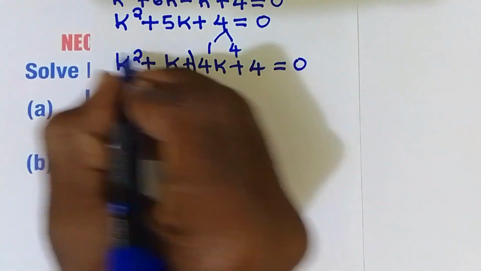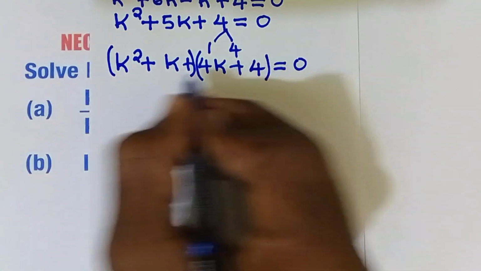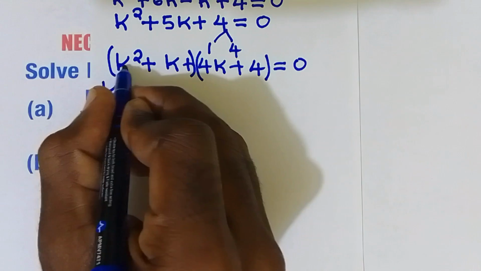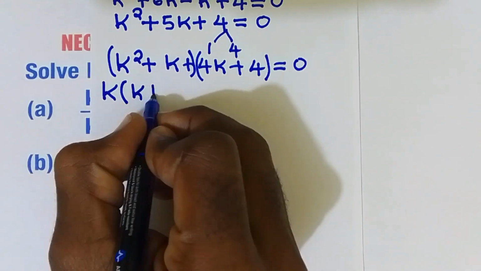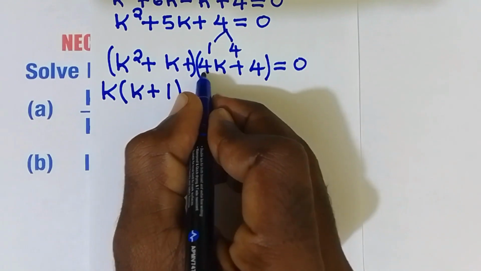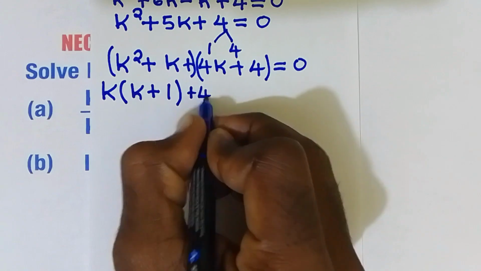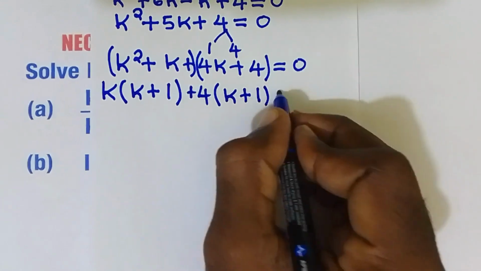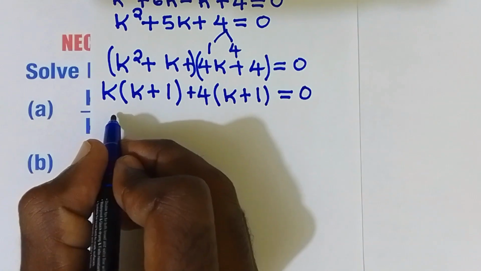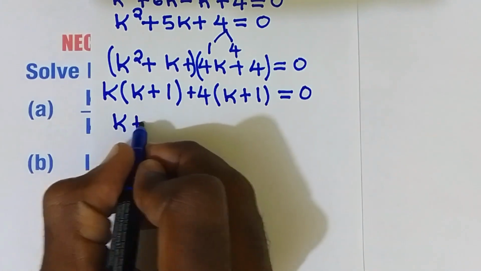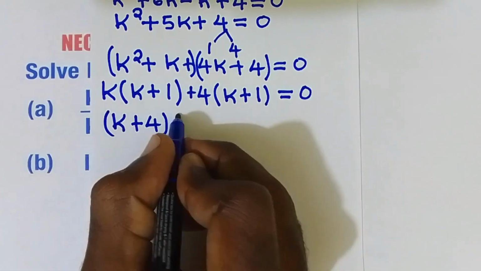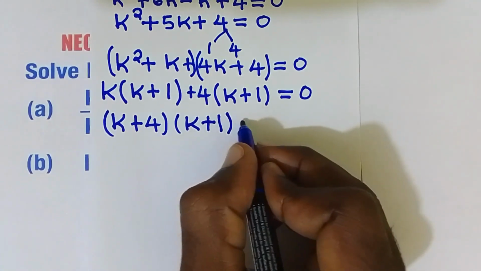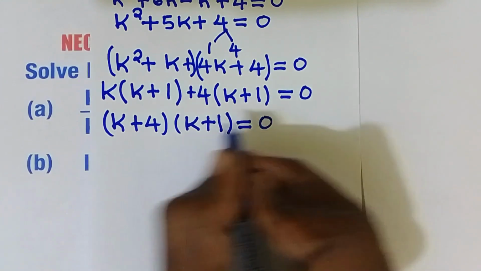We are going to find factors here. We are going to factor out k. Inside we are going to remain with k plus 1. Here I'm going to factor out 4. Inside I'm going to remain with k plus 1. This is equal to 0. So we have k plus 4 and k plus 1. These are my factors, and that is equal to 0.